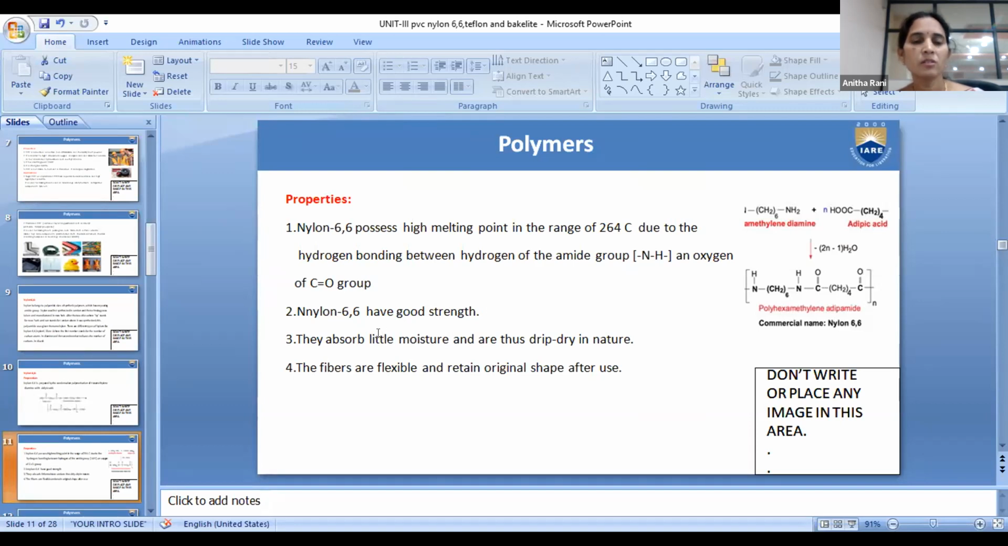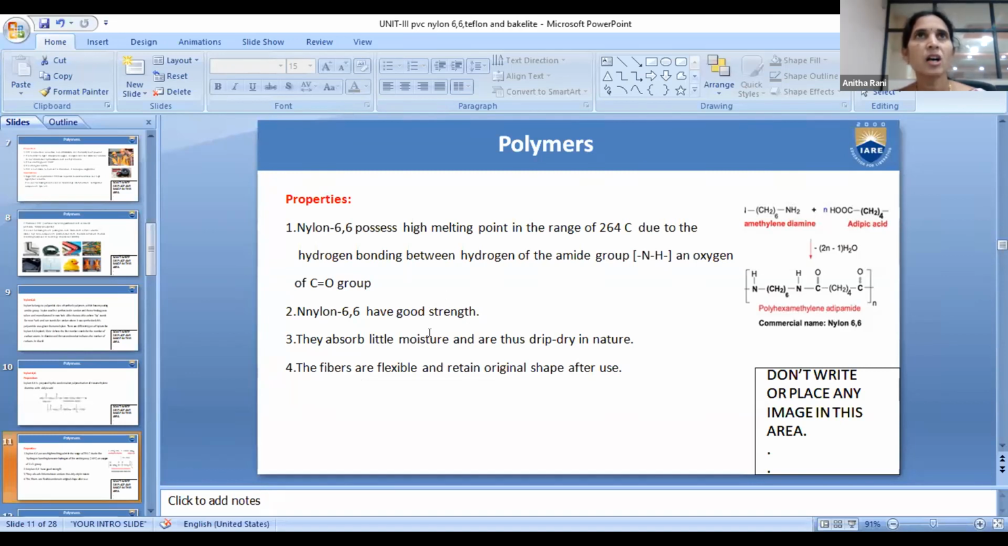And the third property is what? Students, tell me. It will absorb little moisture. It will dry very easily. And the next point, these fibers are flexible and retain their original shape after use.